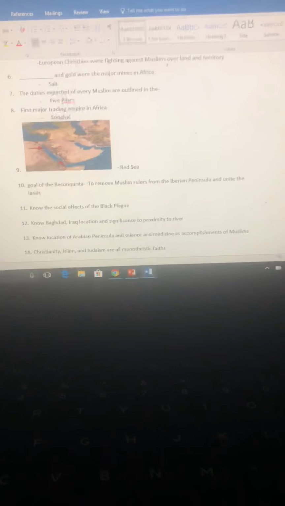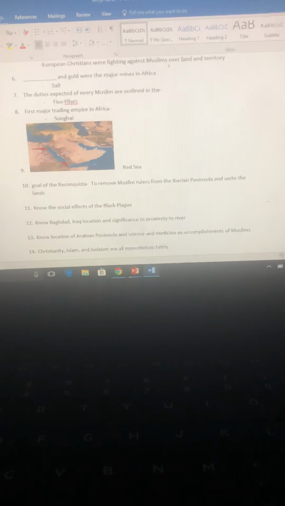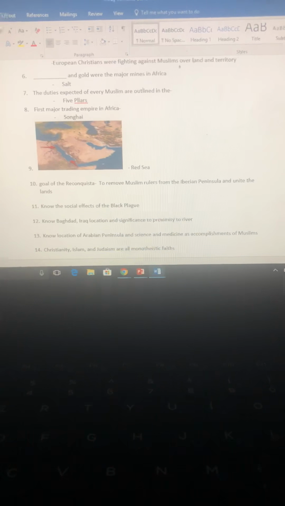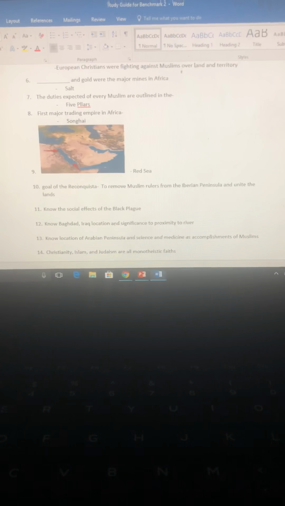Once you finish today, you may go on to Quizlet. You and your group, the people you're sitting by, can play another round of Quizlet Live if you would like, or you can go individually and play matching or gravity for the rest of class.